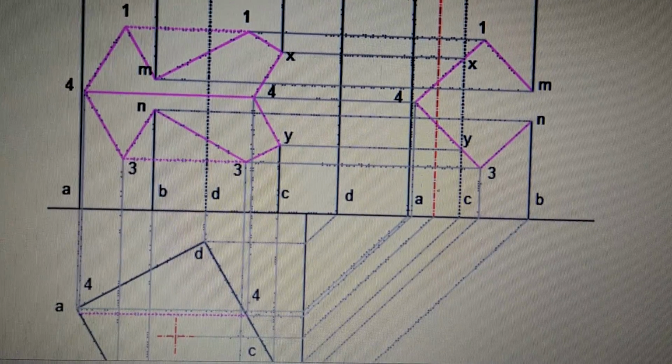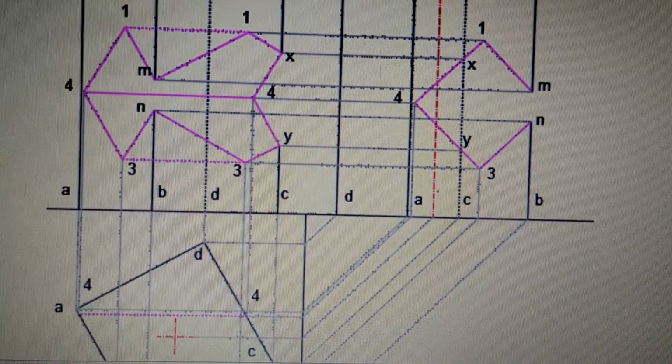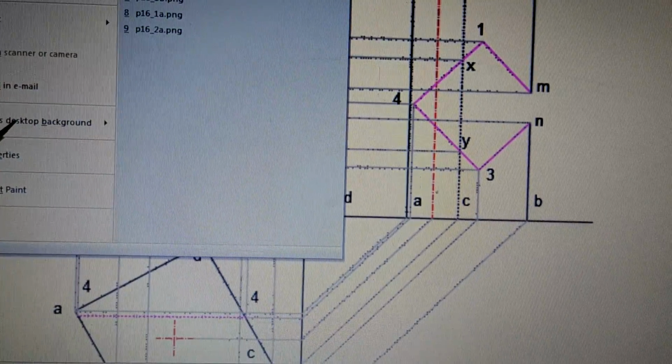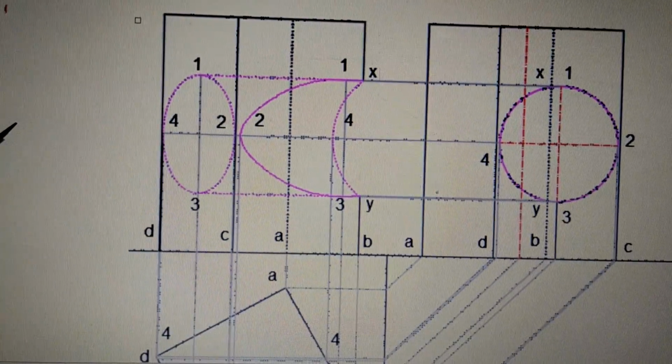So you can note this exercise as problem number 2. Earlier exercise, I will again show you. That is problem number 1, which is here.